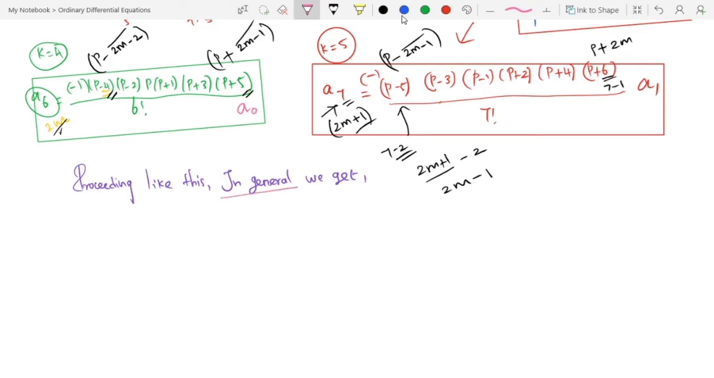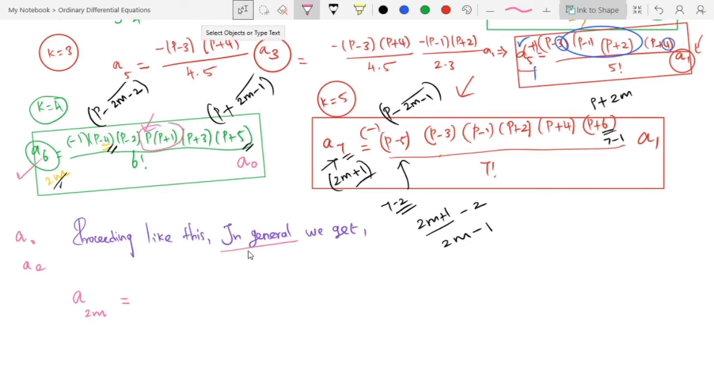As per the flow, we are going to write the general term in two aspects, that is A suffix odd number and A suffix even number. So first, A suffix even number. So general representation is 2m. A suffix 2m is equal to. So now the centermost terms in the product, P into P plus 1. Similarly, for A suffix odd number, the center term in the product, that is P minus 1 into P plus 2.